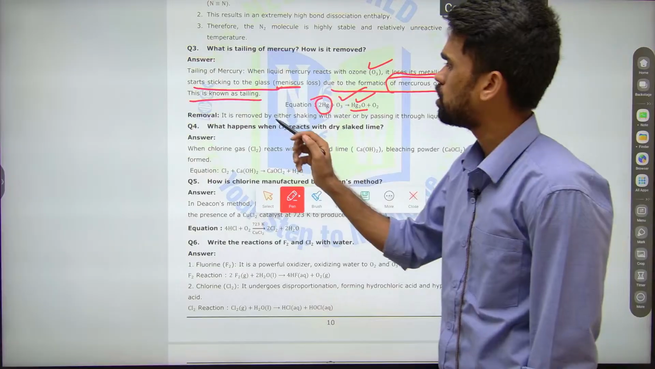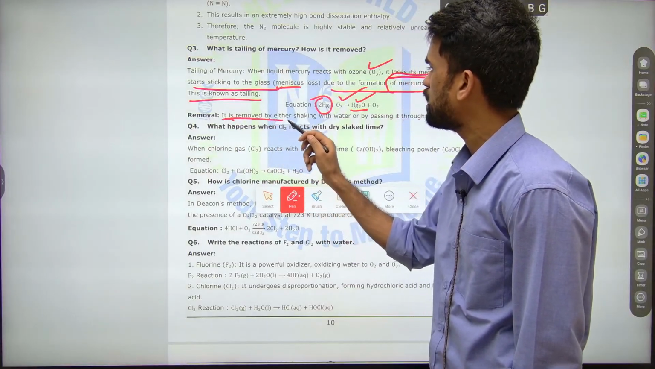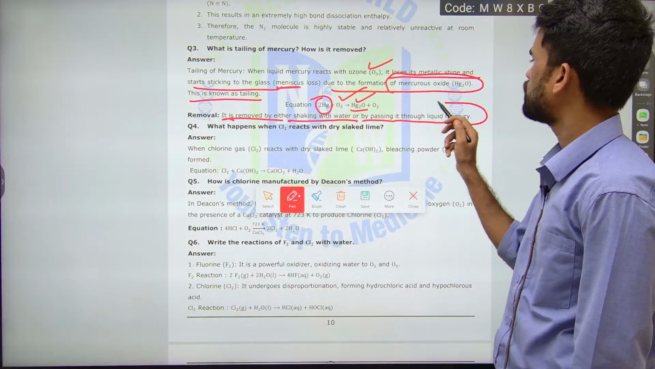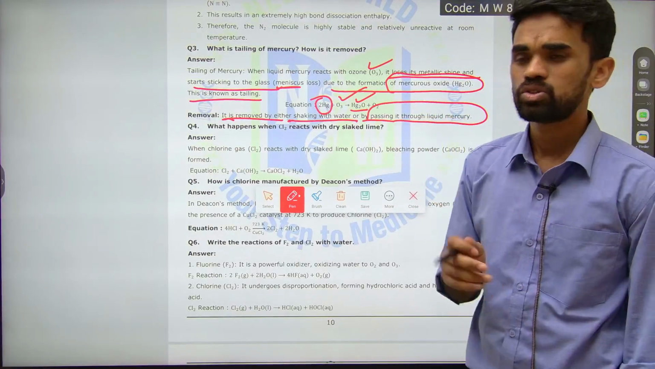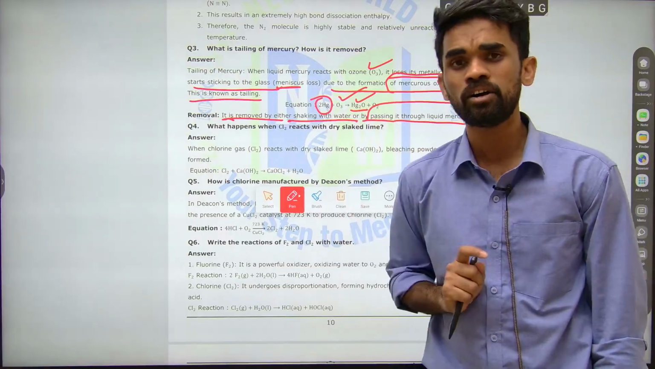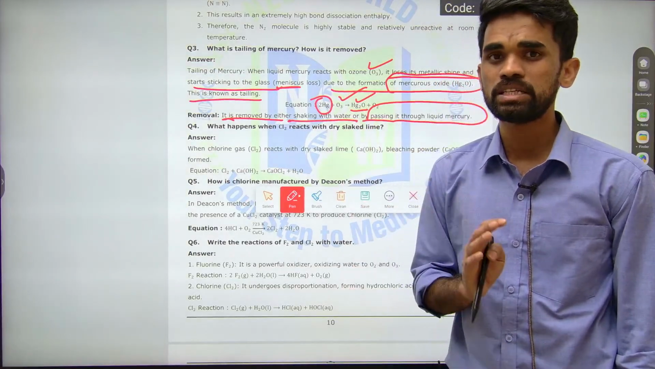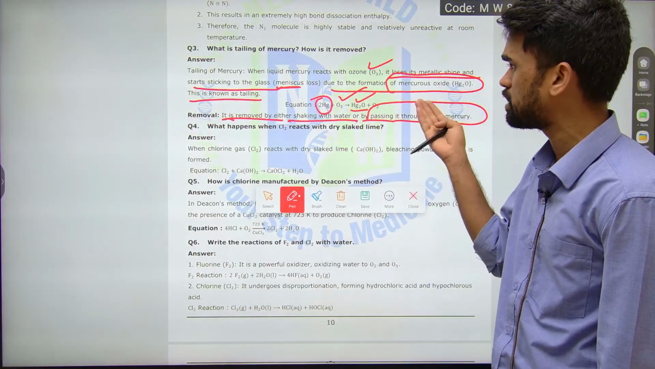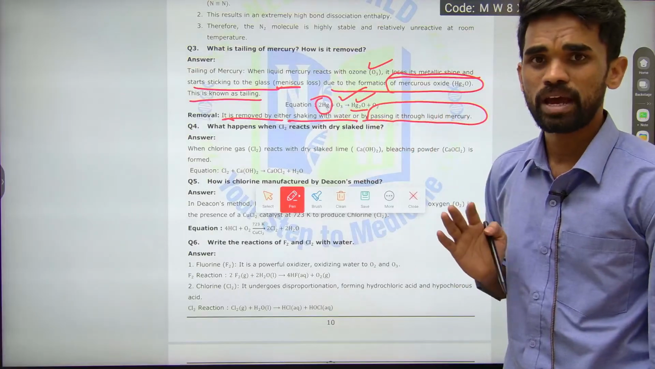Now it is removed either by shaking with water or by passing through liquid mercury. So whatever product we got, you just shake it with water, so that whatever oxide is present will be lost and it comes back to its original state.